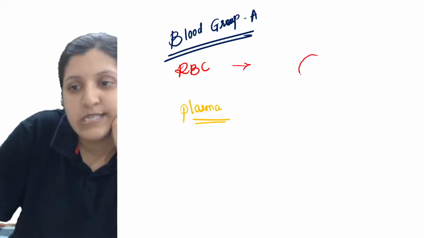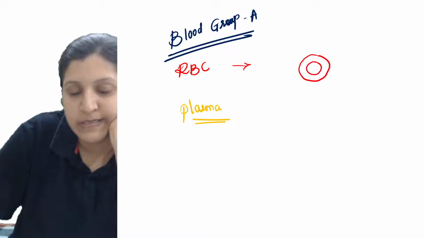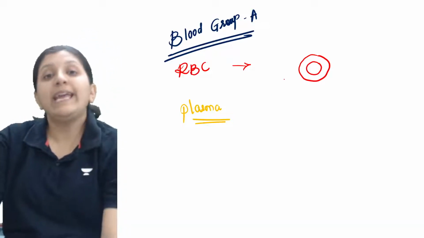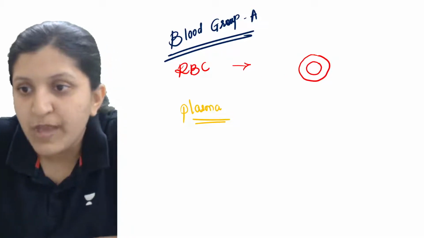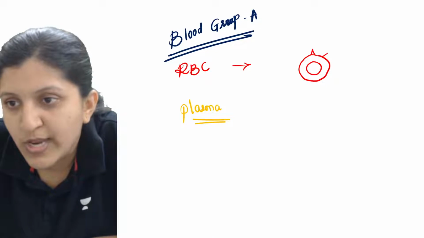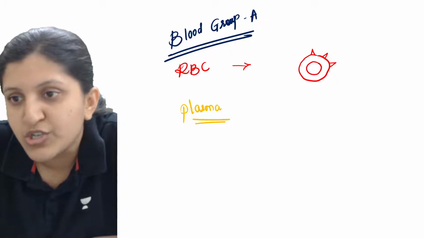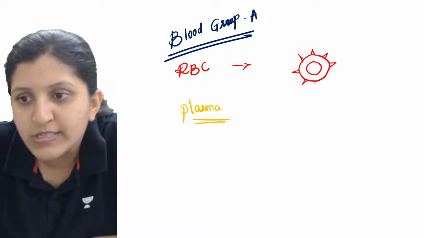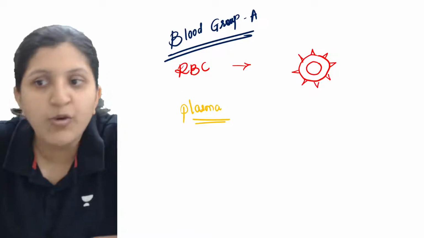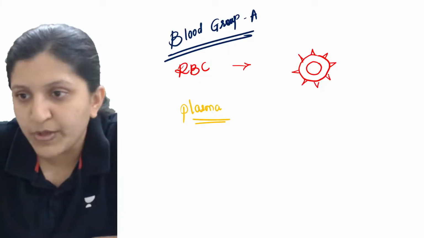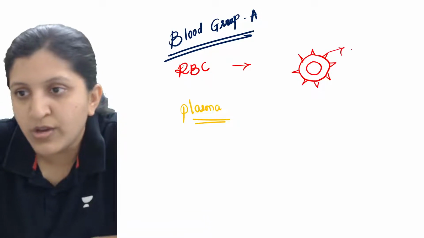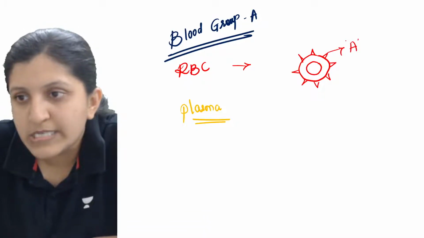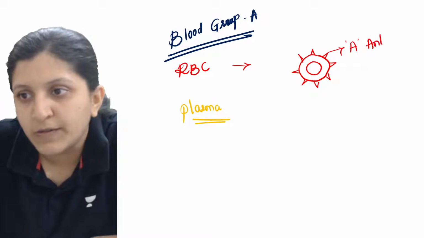This is the RBC, and on the surface of the RBC you can find A type of antigen. We will just draw it here. Let's imagine this is the structure of A type of antigen. This is the A type of antigen that you can find. Now let me label this. So this is A antigen.